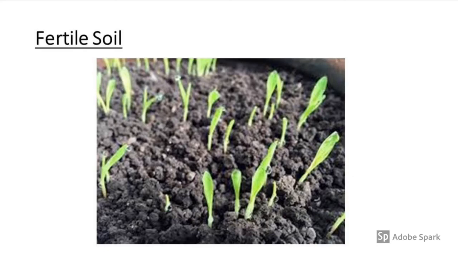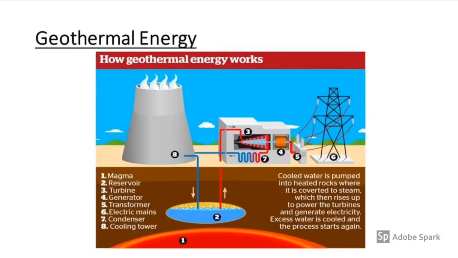So fertile soil. Geothermal energy is another big benefit that you can garner from volcanic areas. So what happens here is basically you have underground water sources. They are heated up by the volcanic activity, and as a result it produces steam. So this steam is then harnessed to turn turbines, which generate electricity, and this process is geothermal energy.